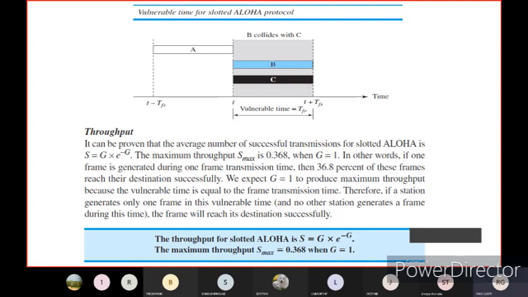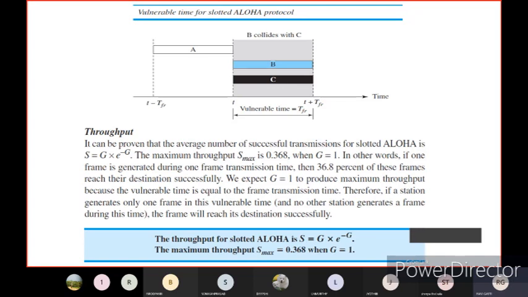So you can see here the throughput of successful data transmission in the slotted Aloha protocol is S equal to G times e power minus G. When you substitute G equal to 1, you will get the maximum throughput, that is S equal to 36.8 percent.